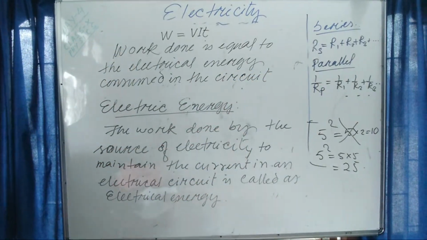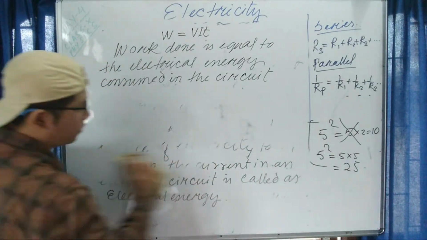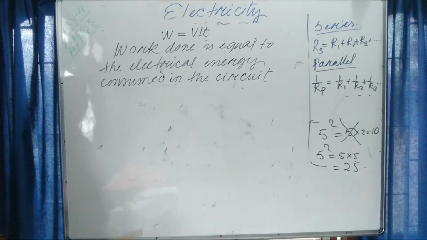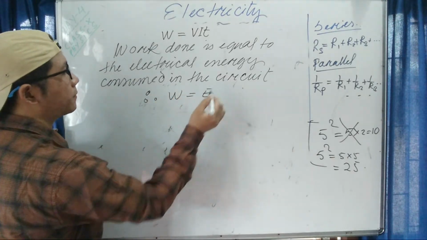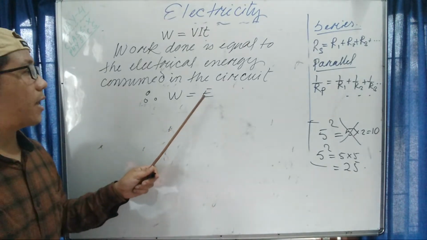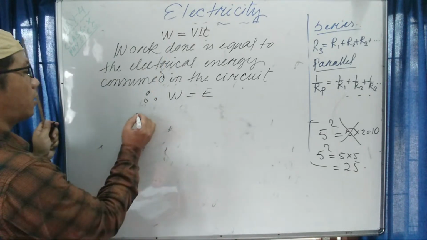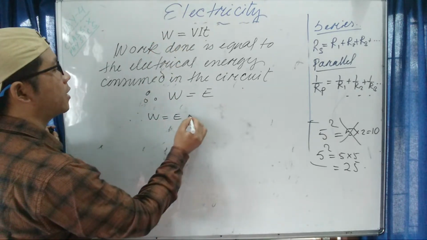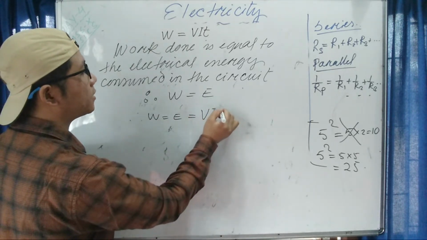Then what will come? Therefore, here W is also equal to E. Electrical energy can be substituted by the capital letter E. Then E will be here. That is, in this equation, we are going to substitute. Instead of W, that is W is equal to E only now. Then here we can write either W or E as equal to VIT.